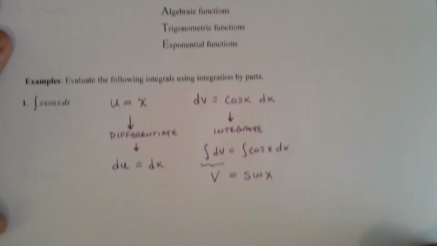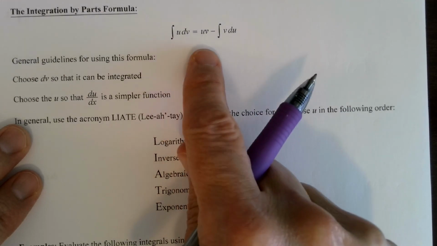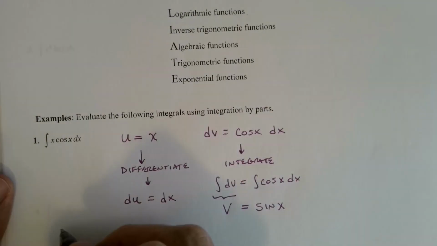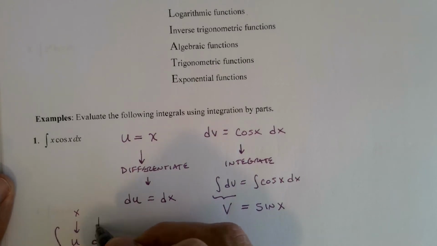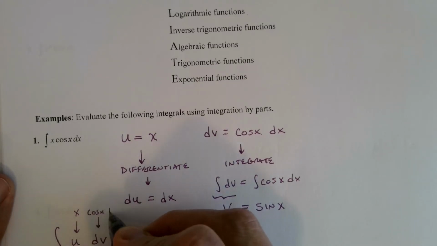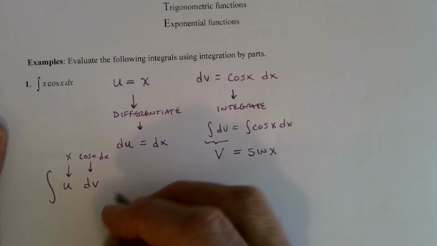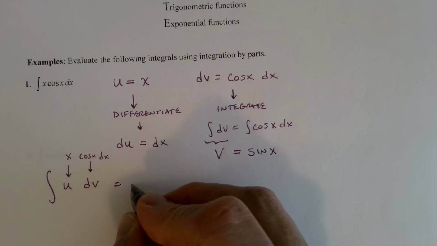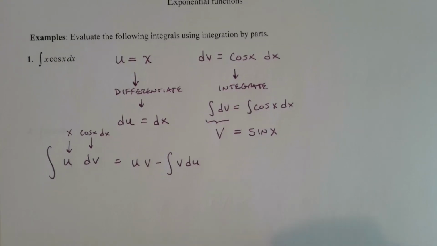All right, so now we have our integral u dv is uv minus integral v du. So here we've got everything covered, right? Let's write this out. I've got the integral of u dv. So u again was x, and the dv was cosine x dx, right? So that's everything from our integral covered. And this is by the rule uv minus integral v du. That's the integration by parts formula.